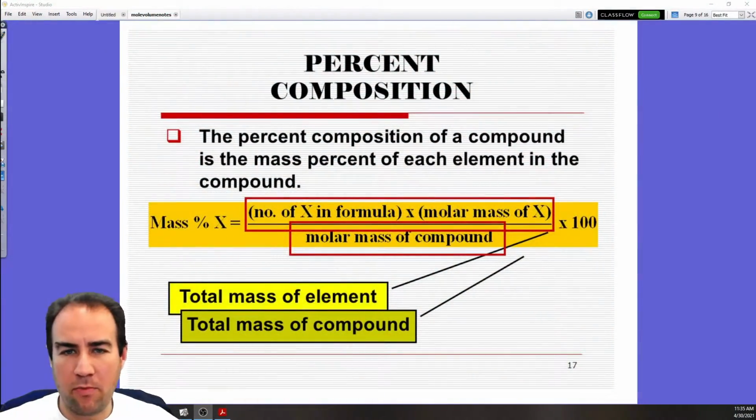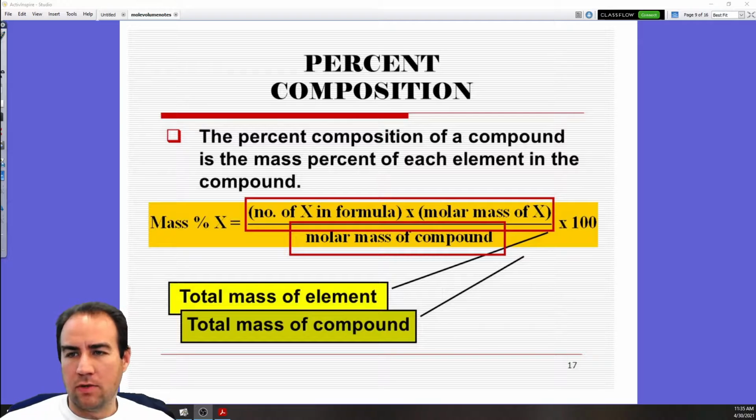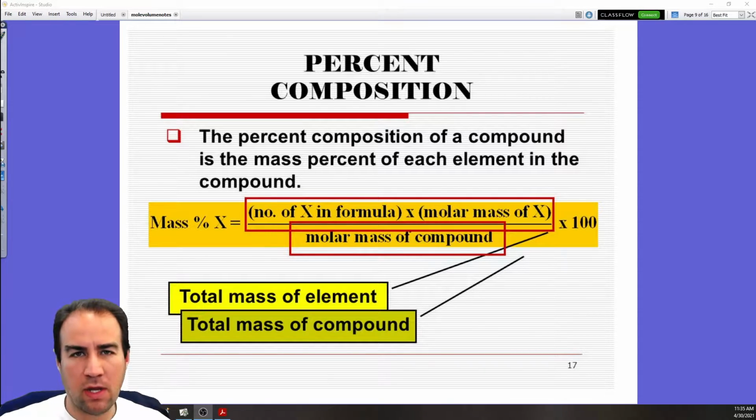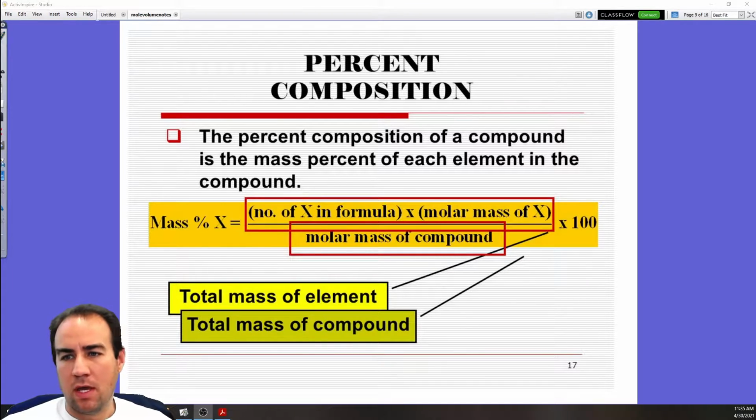All right, let's talk about percent composition. As it says, the percent composition of a compound is the mass percent of each element in the compound. So if we have a compound made up of multiple different elements, we can figure out what percentage of the mass of that compound each element makes up. And as you see there, there's the equation.